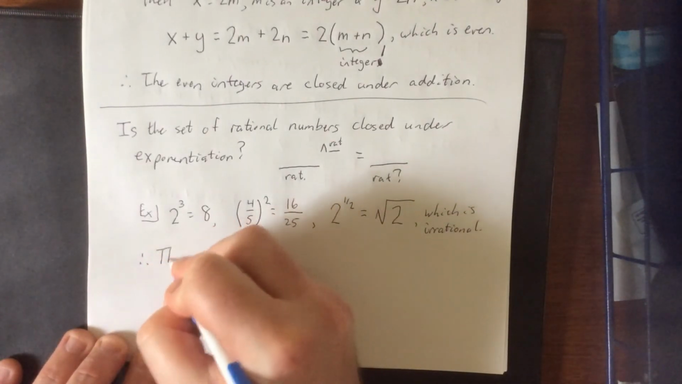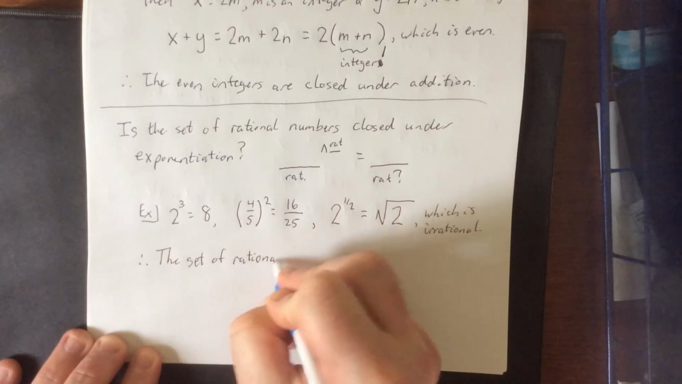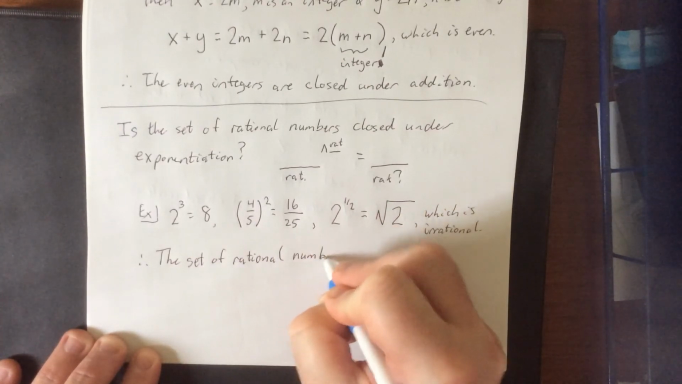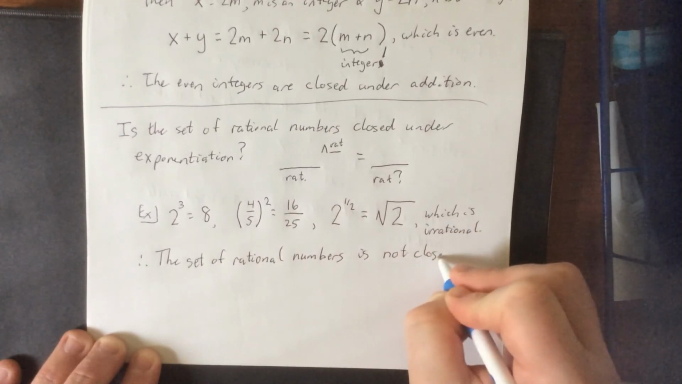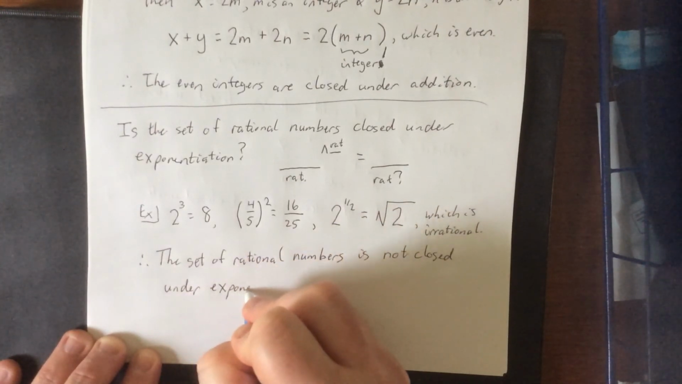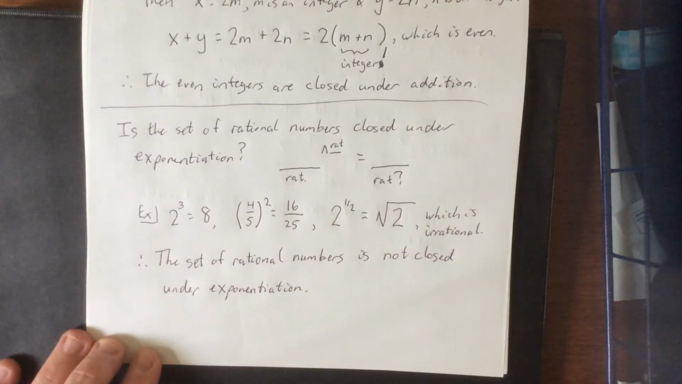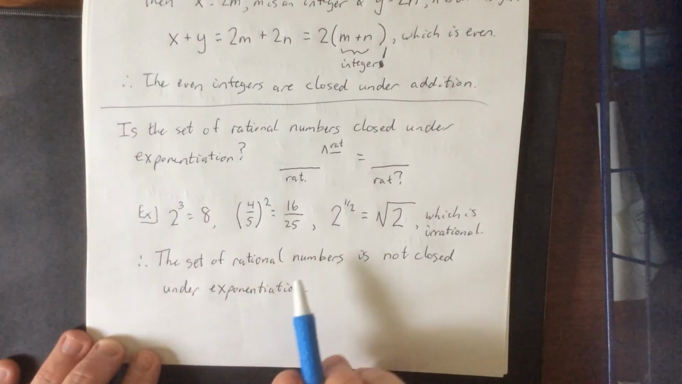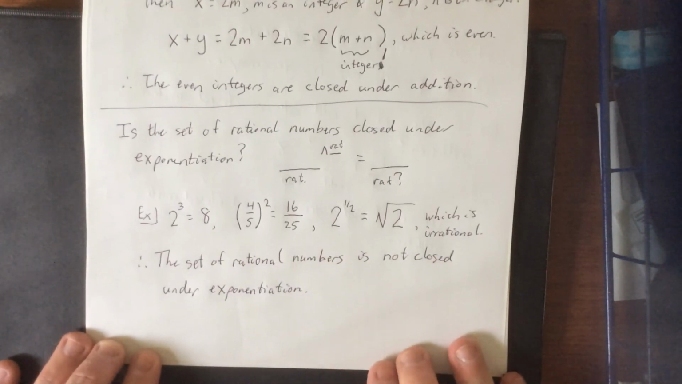Therefore, the set of rational numbers is not closed under exponentiation. So again, it doesn't matter how many times you prove that it does work, it only needs to not work one single time in order to disprove the statement.